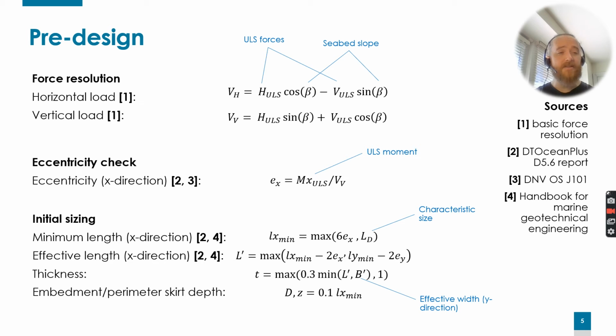So in this case, we're assuming just a simple rectangular concrete slab. So these are going to be the length and width and thickness, but we'll also account for the depth of the embedment and the perimeter skirt as well.